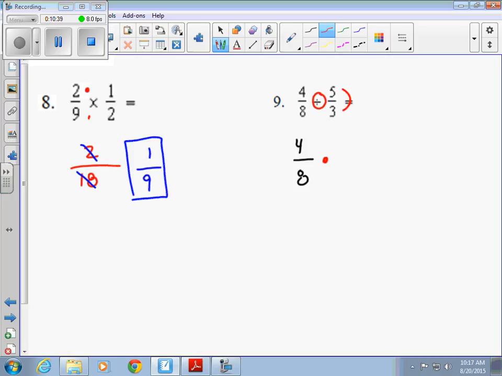In order to multiply it, you use that fancy word called reciprocal. All that means is flip it. 5 over 3 becomes 3 over 5, and now you treat it just like number 8 was. You multiply straight across. 4 times 3 gives you the number 12, and 8 times 5 gives you the number 40. You have to always reduce every fraction.